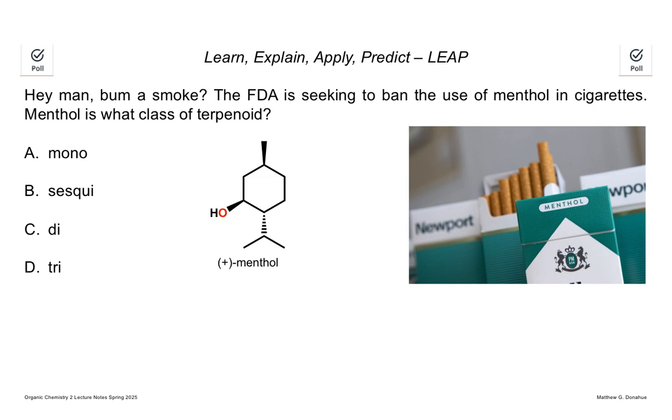So this slide is a bit old. I don't know if this statement is actually true anymore, but a couple of years ago, the FDA wanted to ban menthol in cigarettes because it's an additive, and nicotine is addictive to begin with, but the menthol makes smoking more palatable, I guess, and that was one of the things that people thought increases addiction. So in the structure of menthol, what class of terpenoid is it?